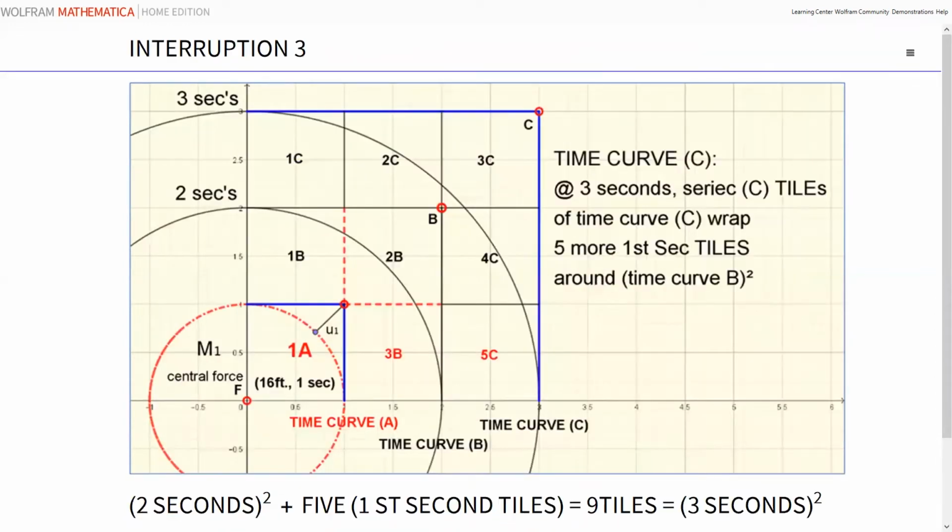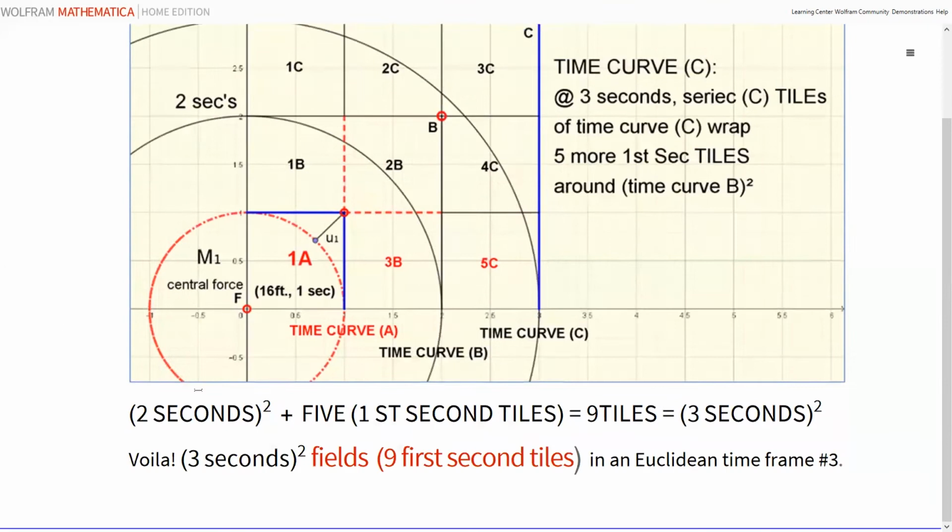Interruption 3, time curve C. At 3 seconds, series C tiles of time curve C wrap 5 more first second tiles around time curve B squared, which is 2 squared, 4, plus 5 more tiles, 9 tiles, 3 seconds squared. Voila. 3 seconds squared yields 9 first second tiles in a Euclidean time frame number 3.